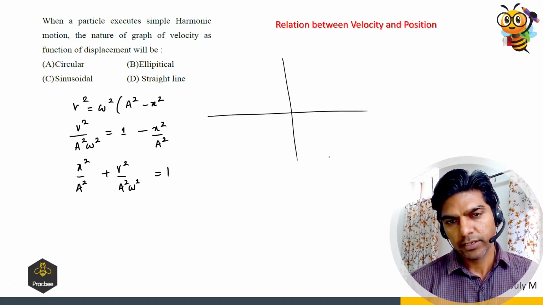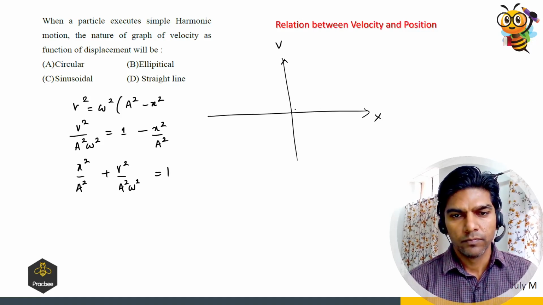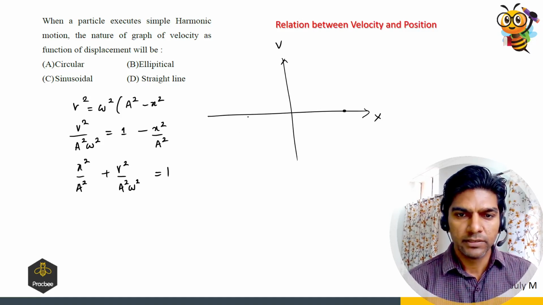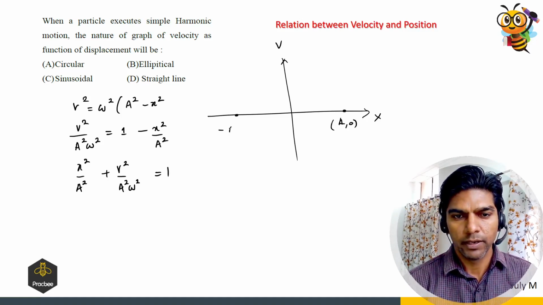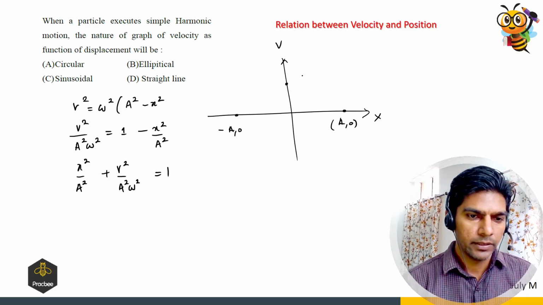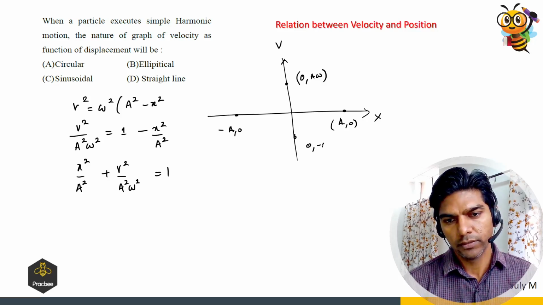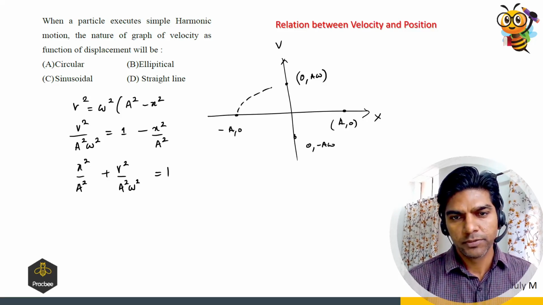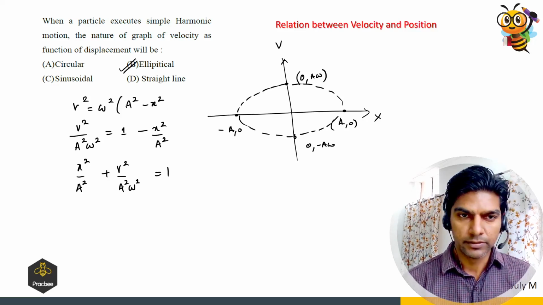If this is the x-axis and this is the velocity axis, we can say the semi-major axis will be nothing but a. So this point will be a comma 0, and this will be minus a comma 0, and the semi-minor axis will be 0 comma a omega, and this will be 0 comma minus a omega. So it is an ellipse. So you can remember this, right? So option B is the right answer.